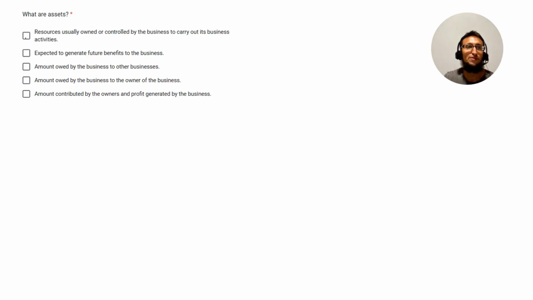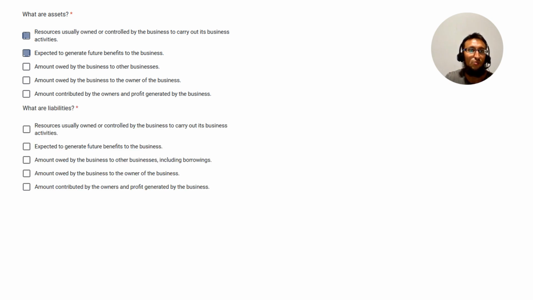Alright, first question here. What are assets? Okay, or basically the definition of assets include resources owned or controlled by a business to carry out business activities. Yes, that's correct, and they are expected to provide future benefits to the business. That's right, in the form of maybe cash or profit. Okay, for the next two options, amount owed, not correct, and amount contributed, also not right.